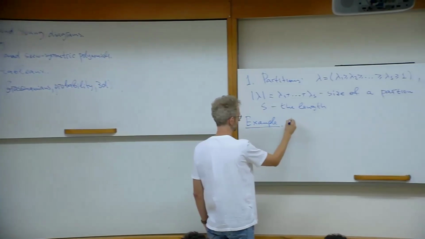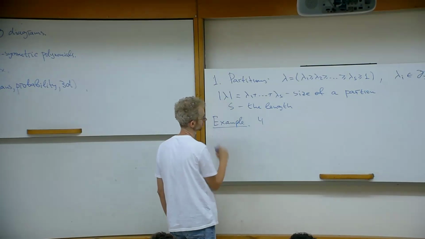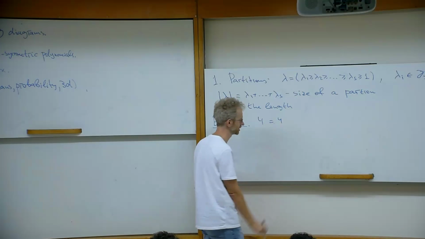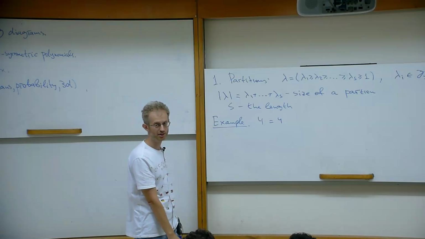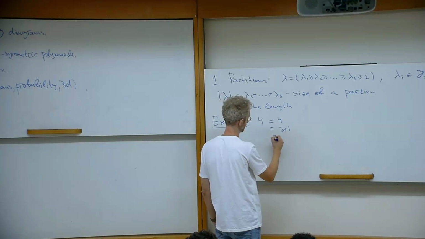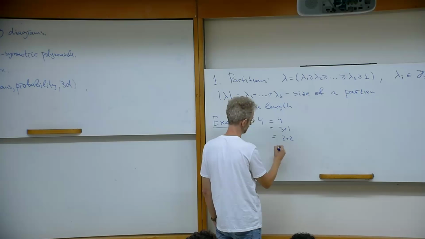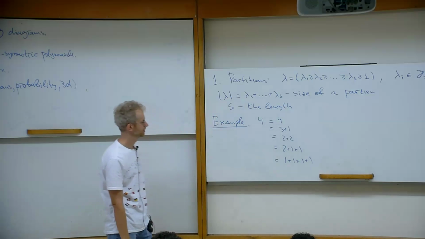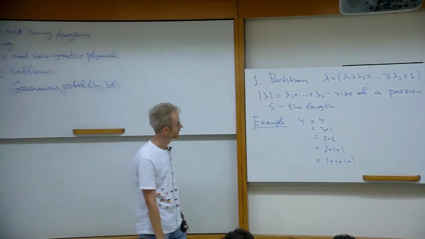So suppose we start with a 4, which is the size. And what can we do? We can either keep 4 as it is. So this corresponds to s equals 1. Or we can write it as 3 plus 1. Or we can write it as 2 plus 2. Or we can write it as 2 plus 1 plus 1, or 1 plus 1 plus 1 plus 1. Okay, so very concrete and simple.